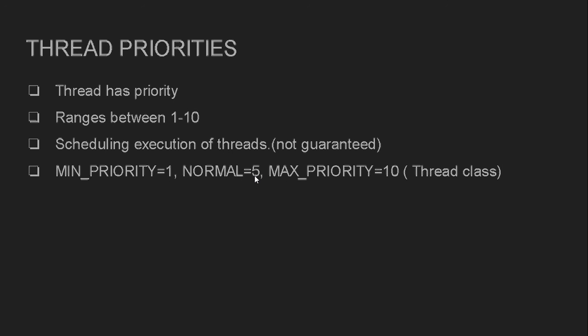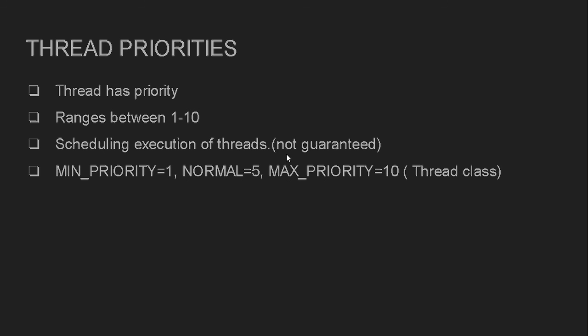There are three variables defined inside the Thread class. Actually these are not variables, they are constants, because you cannot change these values. First, we have MIN_PRIORITY, and the value assigned to this constant is 1. We have NORM_PRIORITY, and the value assigned to it is 5. Then we have MAX_PRIORITY, and the value assigned to it is 10.